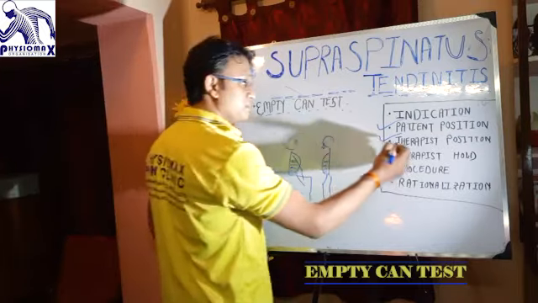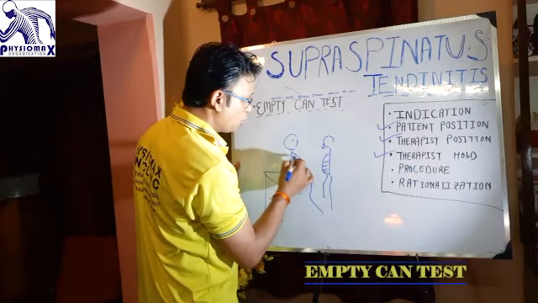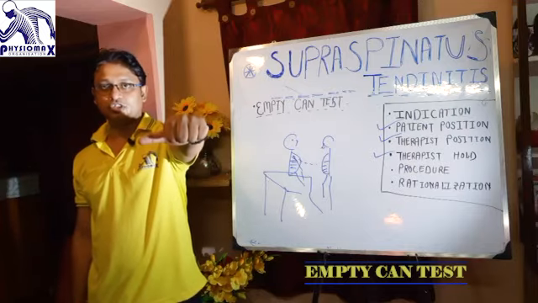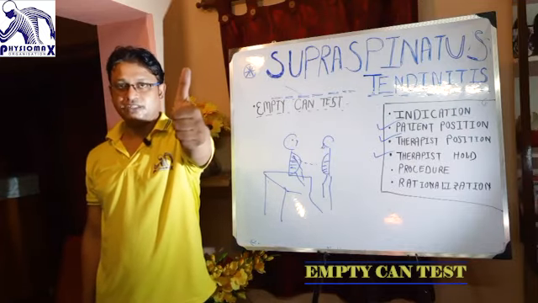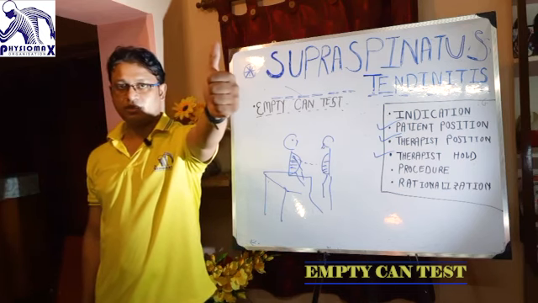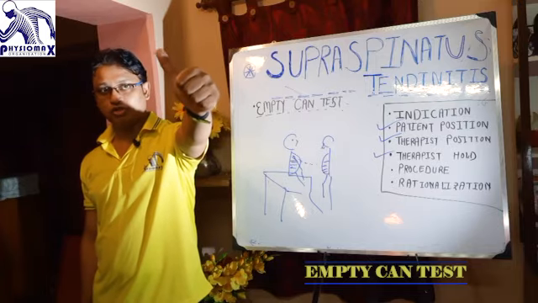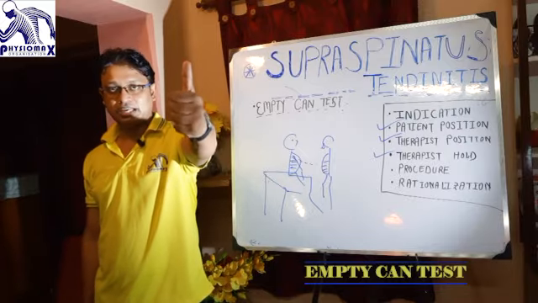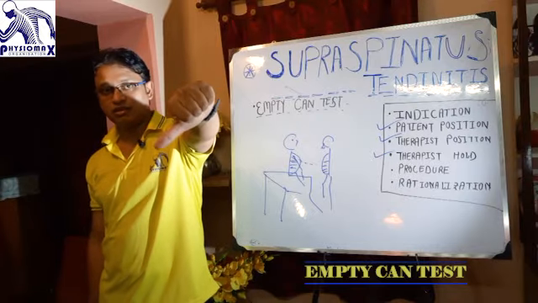This is the therapist hold. When the therapist asks the patient to lift the hand in a horizontally abducted position, the patient will make the thumb point in this position and lift the hand like this. Now the therapist will ask the patient to empty the can. It's like you are holding a can and you are pouring the water. So you are doing like this.